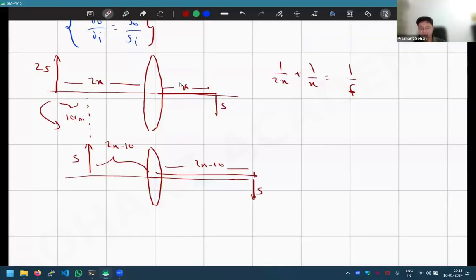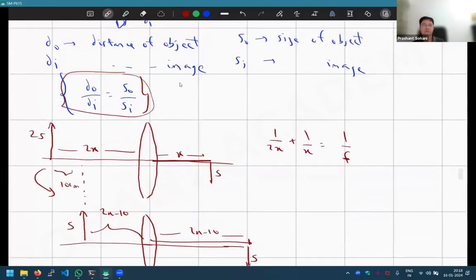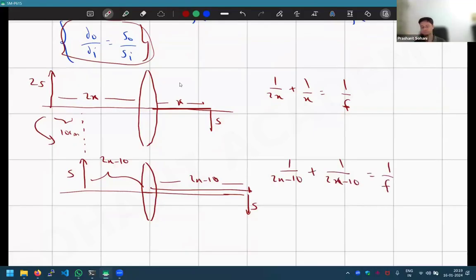Okay, so keep this in mind: the ratio of the size and the ratio of the distance is a very useful idea to solve lots of questions. And so once again, can I write the lens equation? So I'm going to get 1 upon 2x minus 10 plus 1 upon 2x minus 10 is equal to the same focal length, 1 upon f. And so I just need to solve these equations to find the value of f.